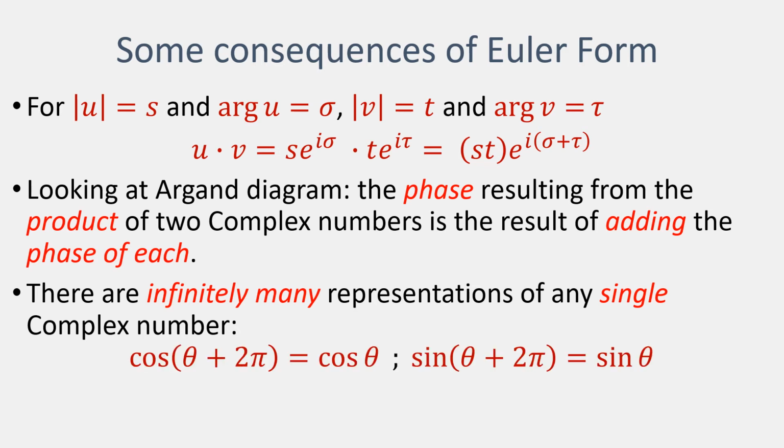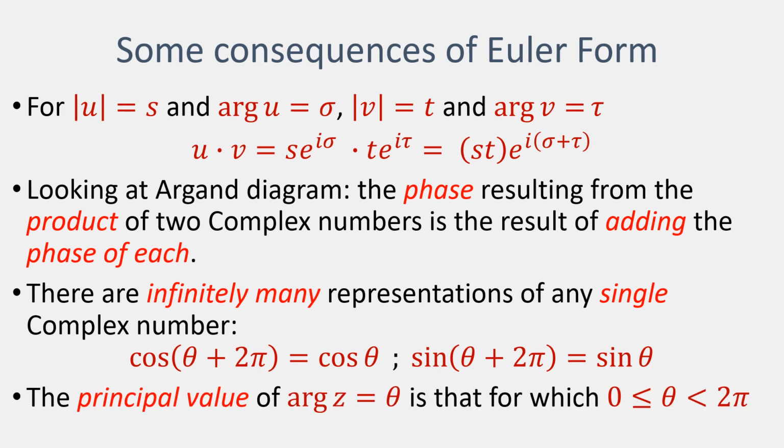Why is that? Well, the reason for that is that the cosine and the sine functions are what are called periodic. The values at particular points just repeat infinitely often as we add multiples of 2 times pi onto our starting angle. So it's useful to have a single value for the phase to focus on.